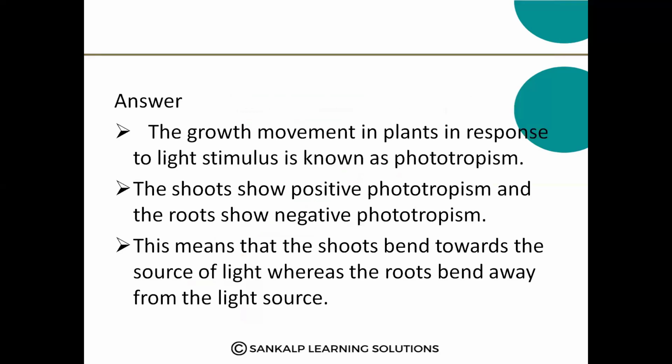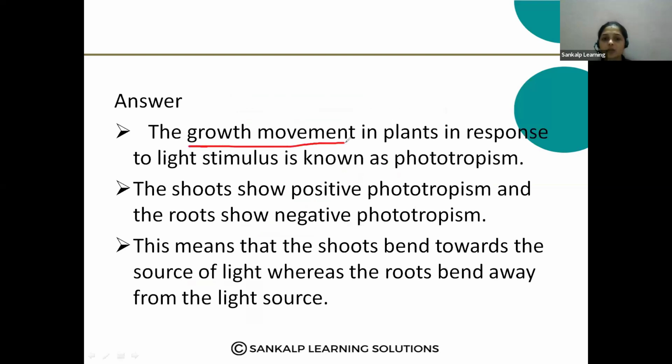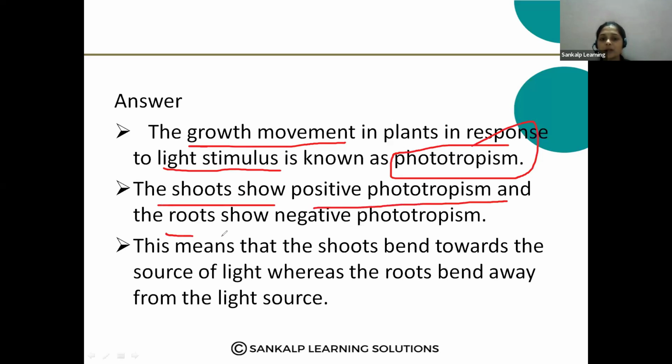Okay. So here, the growth movement in a plant in response to the light stimulus. So that is a growth movement. Phototropism is the growth movement in response to the light stimulus. Here the stimulus is the light, and it is known as phototropism. So like this also you can write the answer. Here these shoots show positive phototropism, but roots show negative phototropism.